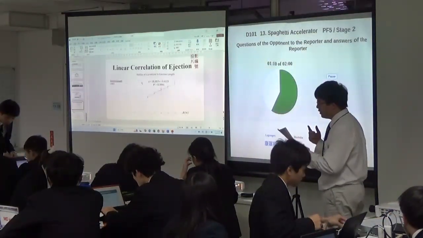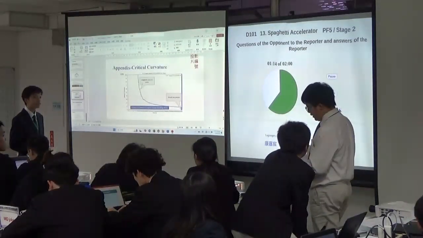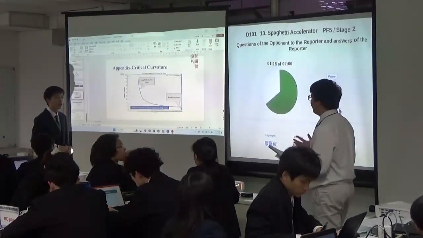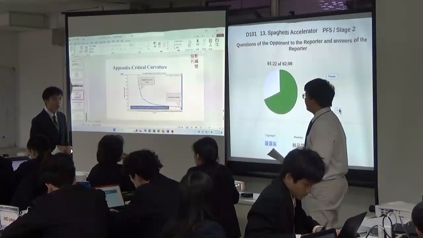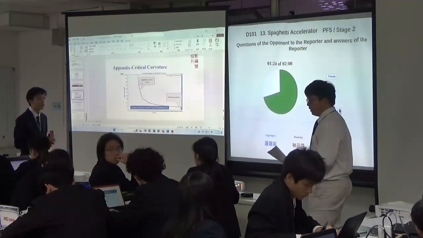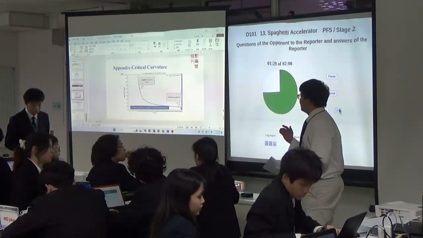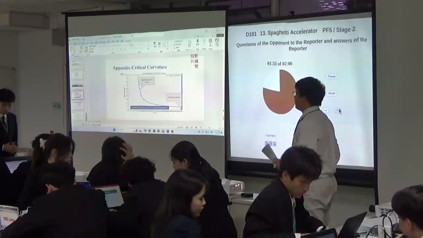Do you think the insert position will affect your result? Since you didn't explain the insert position, like the angle or where you insert it into the center. Can you make your question shorter or simpler for me to answer? Okay. Do you think where you inserted the spaghetti will affect your experiment result?